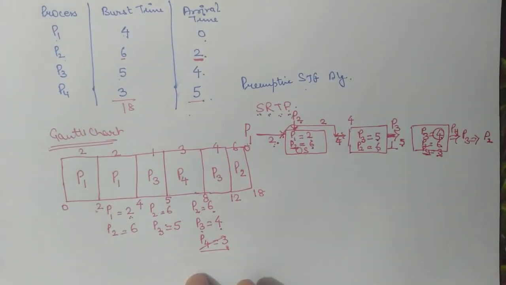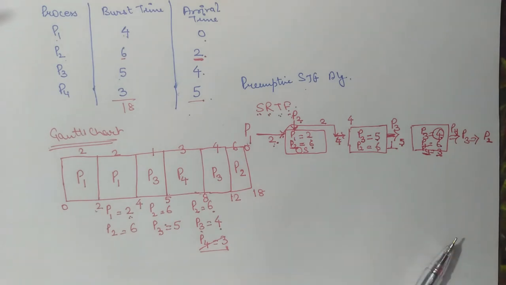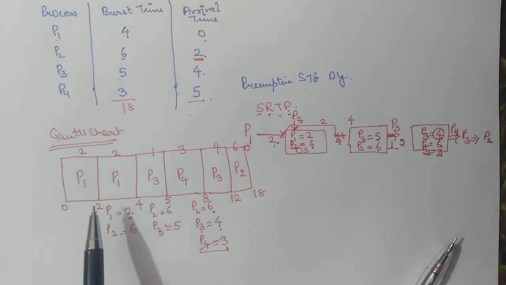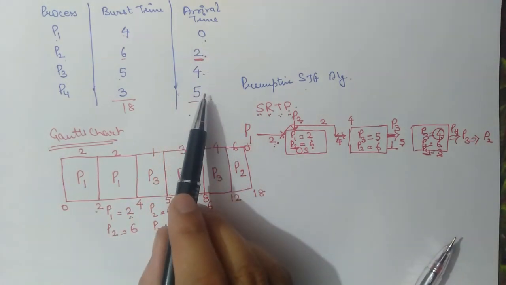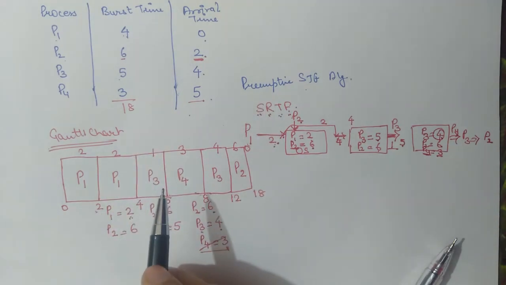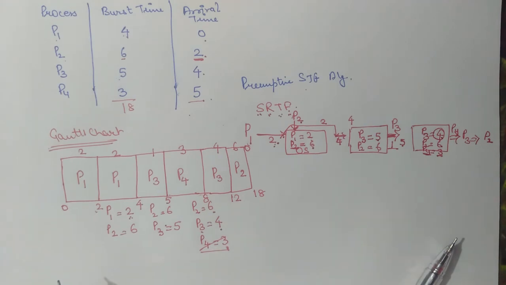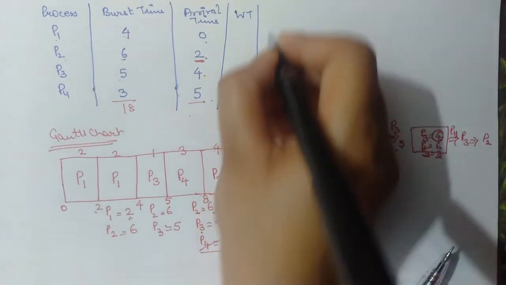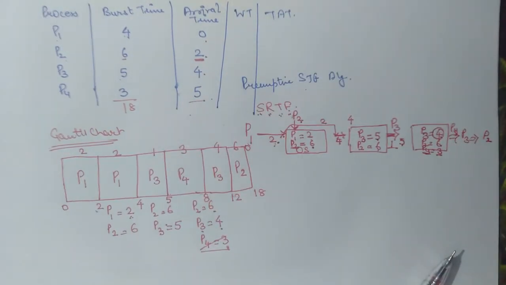From this question we will calculate the turnaround time and waiting time of all these processes. I am repeating the same point again: always concentrate on arrival time. When a new process arrives in the ready queue, the operating system will check the remaining time of the running process and the burst time of the new process, and whichever of these two has the shortest time will get the CPU first. Now we will calculate the waiting time and turnaround time of all the processes.